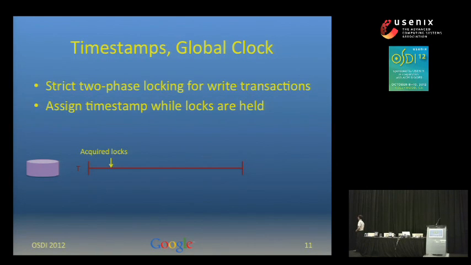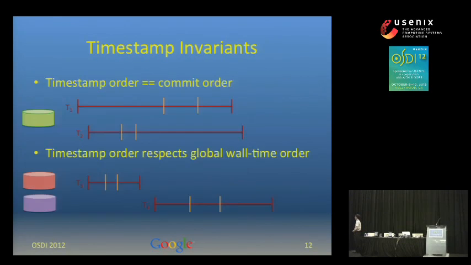So we acquire all our locks. At some time after that, we pick the timestamp s equals now, and then we later release our locks after we've done the work in the transaction. Okay, and we can pick any timestamp in that interval as long as it's before we release our locks.